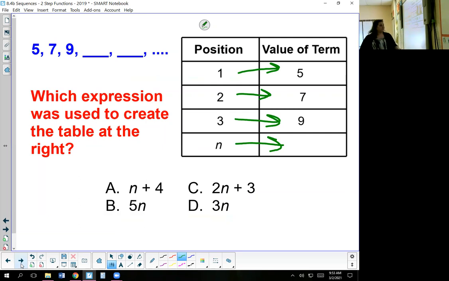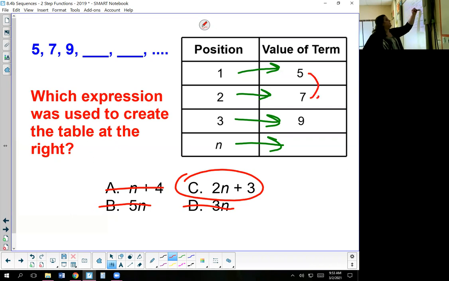So again, you could see, is it add 4? I don't know, let's check. Do I add 4 each time? No. Is it multiply by 5? No. Is it multiply by 3? No. It should be times 2, add 1, or add 3.